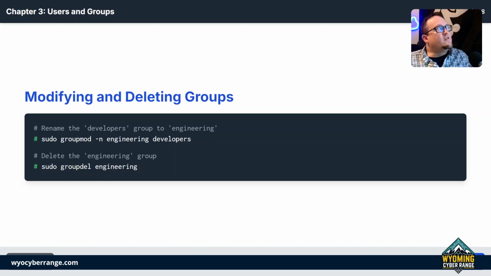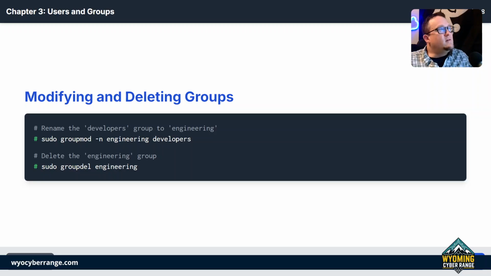Now, modifying the group, we could change the name of the group, we can delete the group. It's pretty much the same way that we did with our users. groupmod -n for name, we can say engineering developers. So we take developers and rename it to engineering.